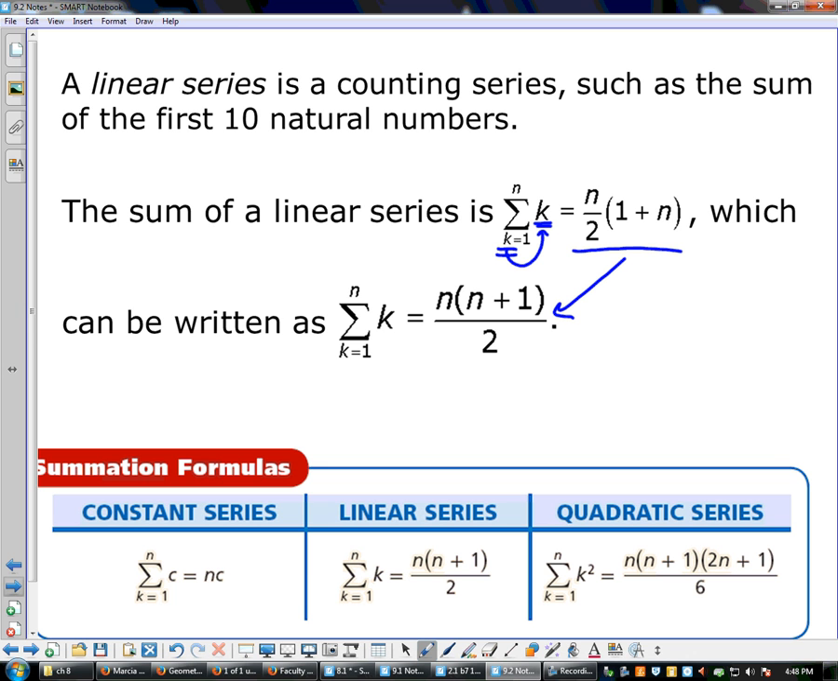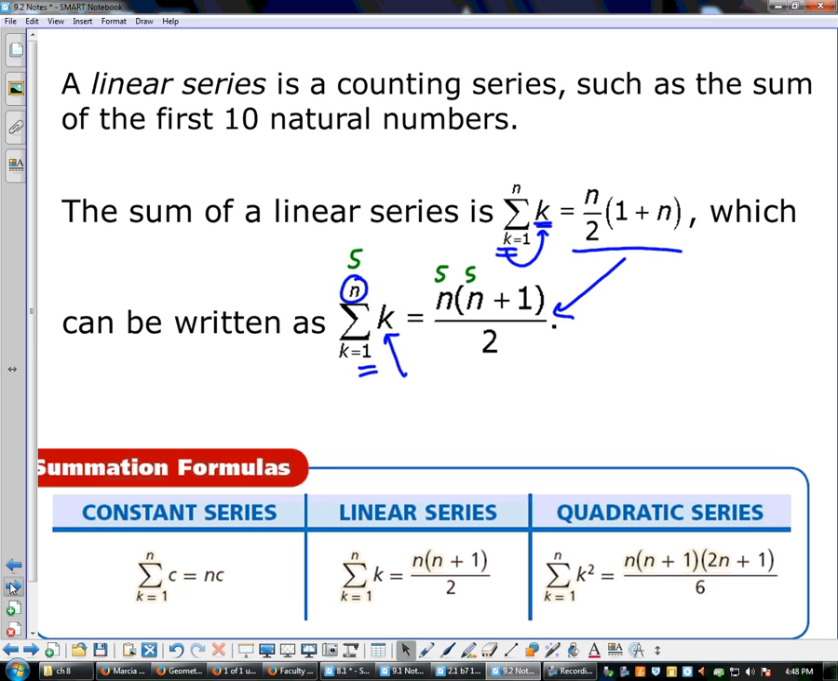So again, if k goes from 1 up to n, and your formula just happens to be your index to the first power, linear, then we will expand that pattern by saying it is n times the quantity n plus 1 over 2. So again, if this went up to 5, then I would just plug in 5s for all of my n values and calculate what that is.